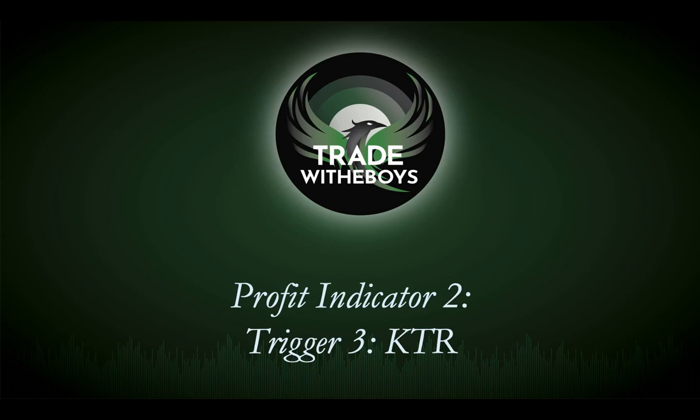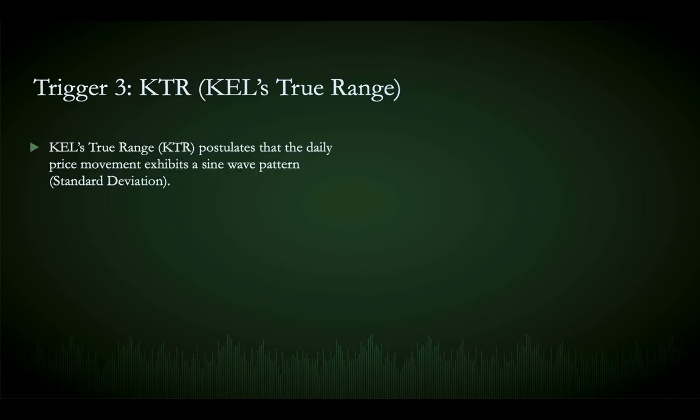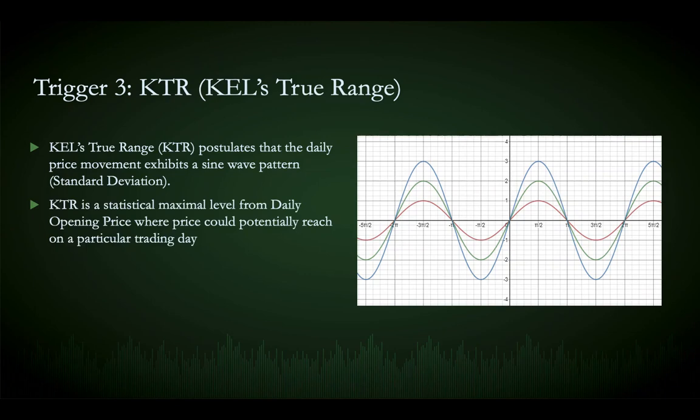Right, next we're going to talk about the KTR lines. So this is profit indicator number 2, but trigger number 3. So the third kind of lines, KTR lines, right? So KTR is Kells through range line. So what exactly is that? Well, the Kells through range postulates that the daily price movement exhibits a sine wave pattern or a standard deviation, all right? So if you know something about math, you probably understand what I'm talking about. If not, it's fine as well, right? It's just a way for me to describe it so you guys can understand it.